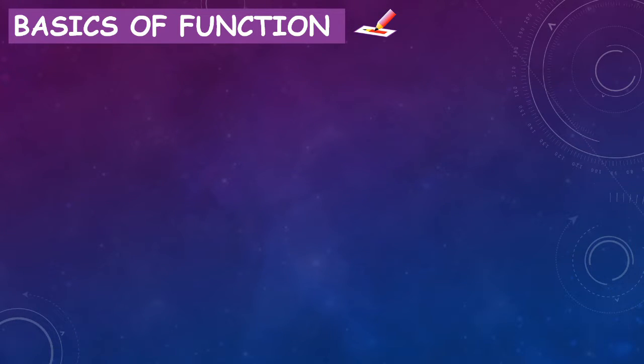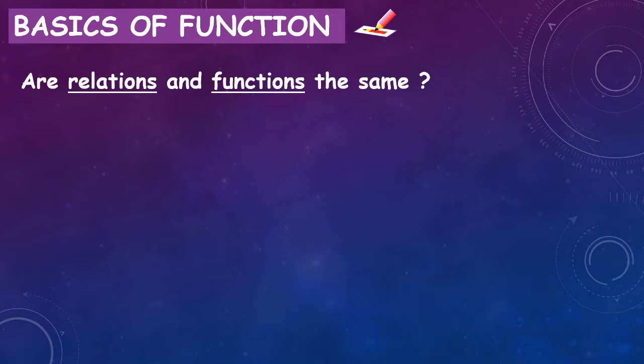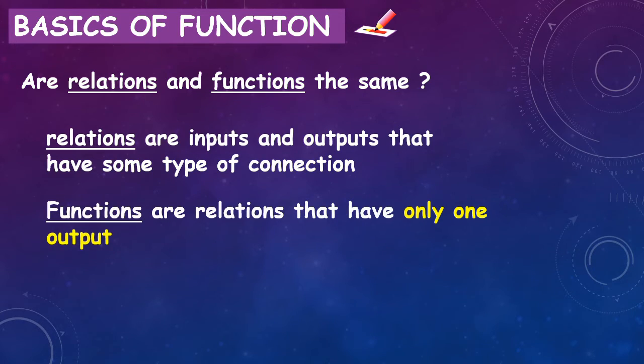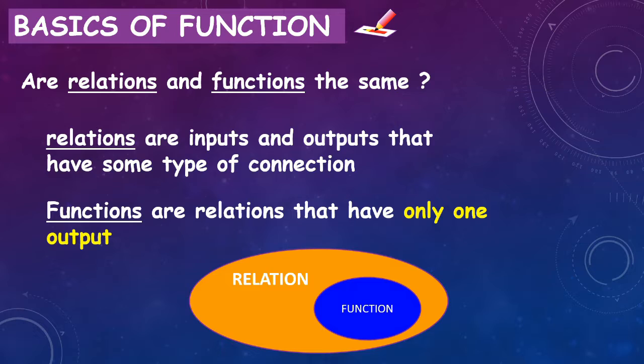So you might think that relations and functions are the same, but are they? Let's look at their meaning. Relations are inputs and outputs that have some type of connection, whereas functions are relations that have only one output. So this means that a function is a subset of relation. Only some types of relations are considered functions.